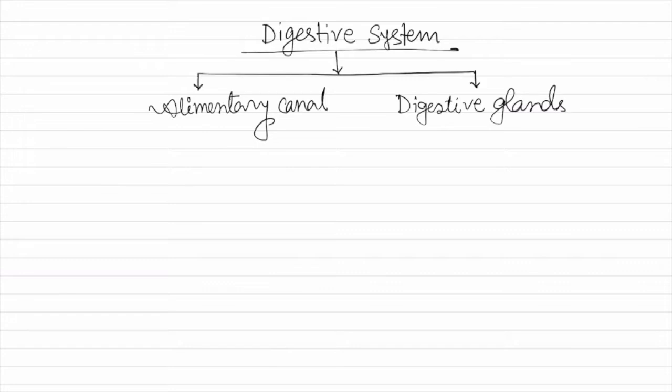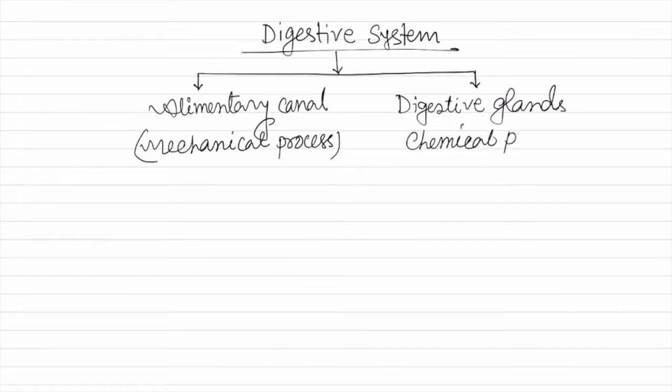The alimentary canal and digestive glands are also known as two processes. The alimentary canal is generally known as the mechanical process, and the digestive gland is generally known as the chemical process. The mechanical process and chemical process are interrelated with each other during digestion.